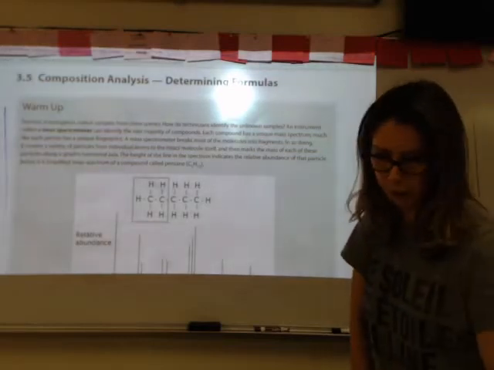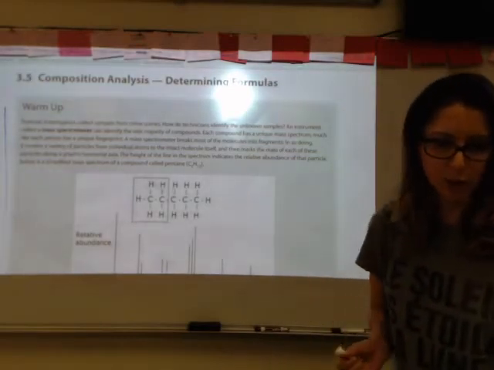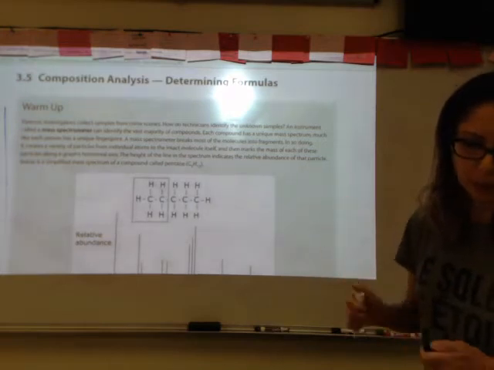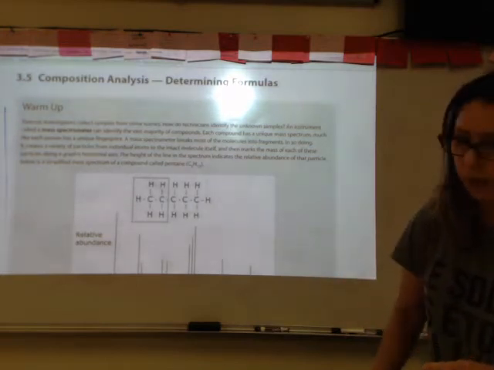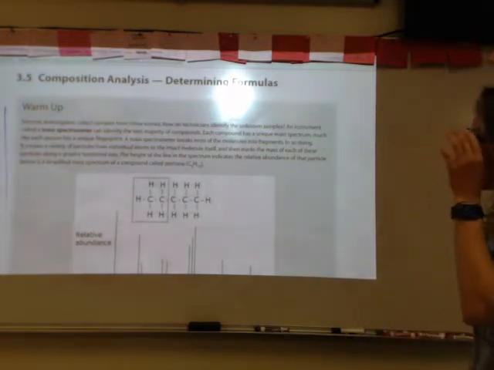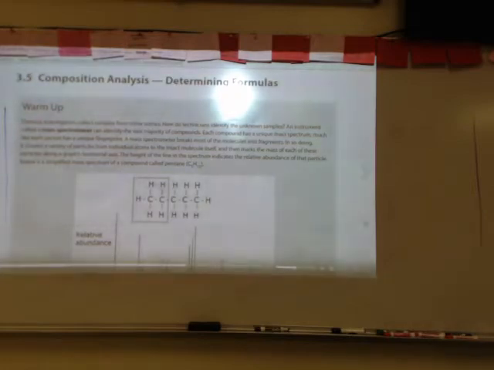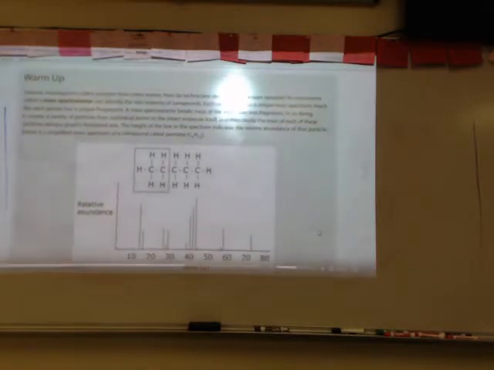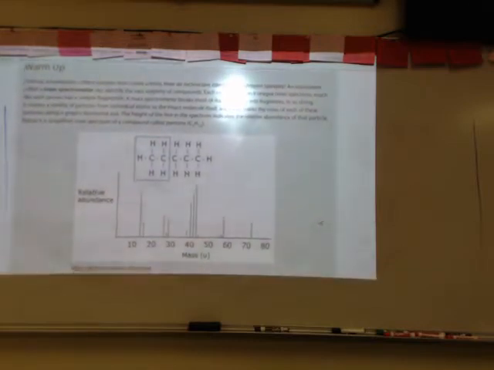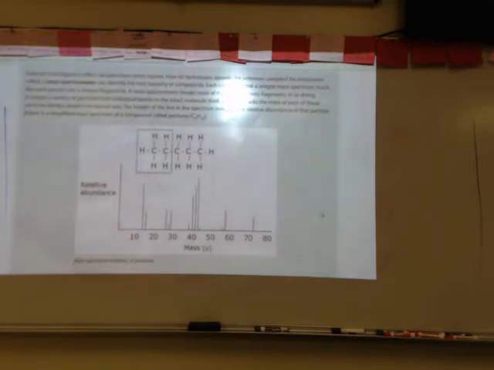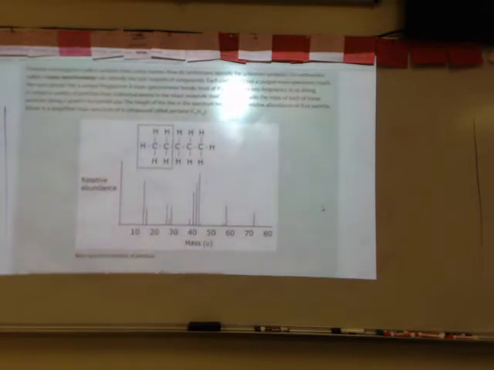All right, let's look at composition analysis, determining formulas. So in the warm-up, we're talking about forensic investigations where they collect samples from crime scenes. And how do technicians identify unknown samples? Well, we have an instrument known as a mass spectrometer that can identify compounds because each compound has a unique mass spectrum, kind of like you have a unique fingerprint.